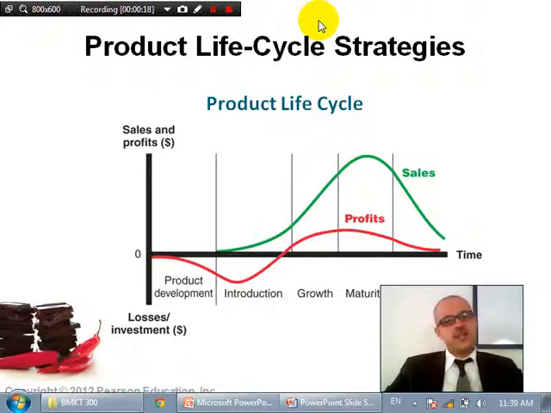Now, of course, as you can see here, we have this timeline. Here the profits will be negative, and you probably have zero sales, right? Because you're still thinking about the product. You probably have a lot of costs. Maybe you pay people, maybe you pay for tests.